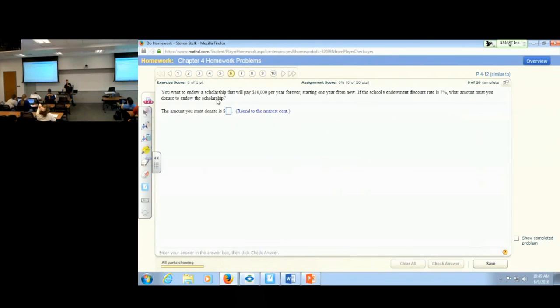You want to endow a scholarship that will pay $10,000 per year forever, starting 1 year from now. If the school's endowment discount rate is 7%, so that's what they can earn on their investment, 7%. What amount must you donate to endow the scholarship?